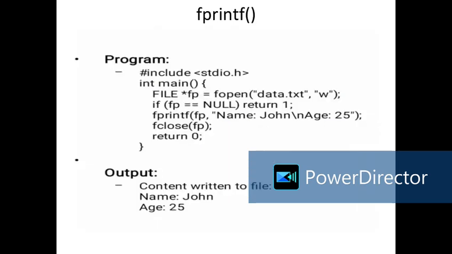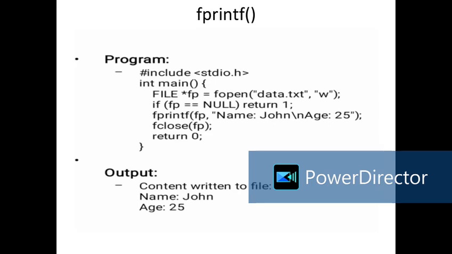fprintf. The fprintf function is the file version of printf, and it is used to write formatted output to a file. It supports all standard format specifiers, for example %d, %s, %f, that could be used in printf. Syntax: fprintf(file pointer, format string, variables). Example: fprintf(fp, "Name: %s, Age: %d\n", name, age).